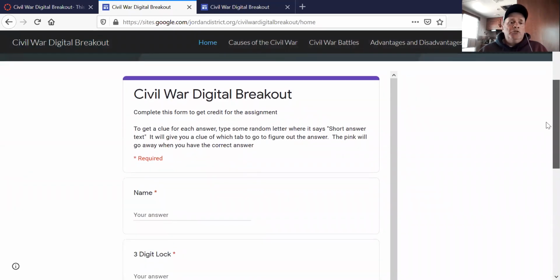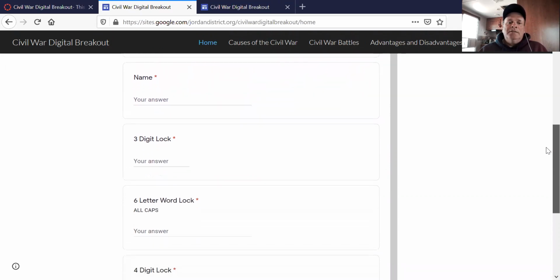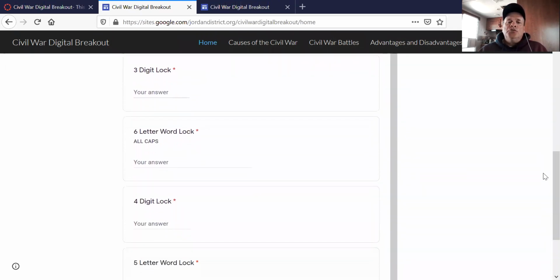Okay, so you're going to put your name in here, and then these first ones, the 3-digit lock, the 6-digit lock, the 4-digit lock, those are going to be answered when you answer the other questions across the top. So for example, if you look across the top, you can see there are some other ones with links: important people, disadvantages and advantages, Civil War battles, and causes of the Civil War. When you do those, you will be able to fill these in later, okay? So as you do this and submit it, I will be able to see that you completed it. So let me walk you through.